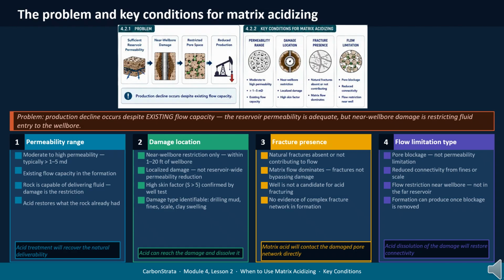Fourth block. Flow limitation type. This is the most important. The problem must be pore blockage. Not low permeability. Not geometry. Only blockage. Now read the slide correctly. These are not descriptions. They are filters. If one fails, the method does not apply.